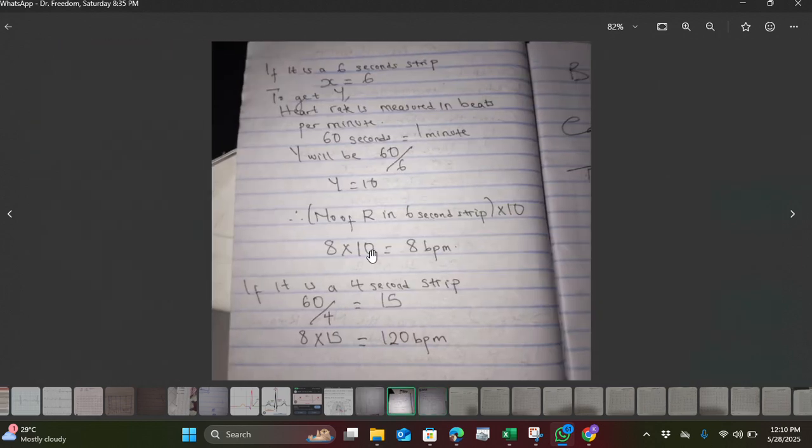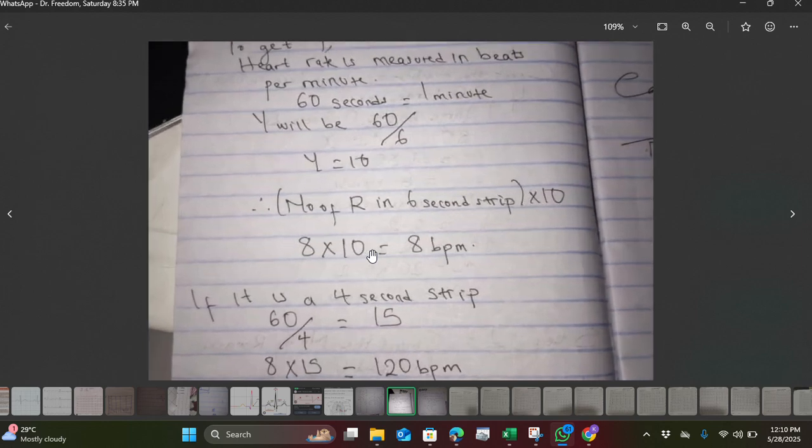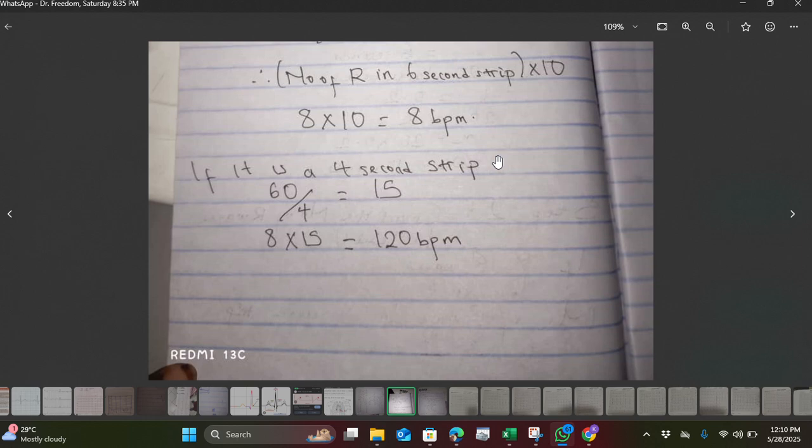The next is going to be what? To get your heart rate, what will you multiply your 8 by? Heart rate is measured in beats per minute. It's going to be 60 over your second strip. That's 60 over 6. That is 10. So your 8 arrows times 60 over the second strip. That's 8 times 60 over 6, which is 8 times 10, 80. If they say 4-second strip and you have 8 arrow waves, 60 over 4 is 15. 8 times 15, 120. That is basically how to calculate it. If the rhythm is irregular, that is all you need to know about rate and then rhythm.